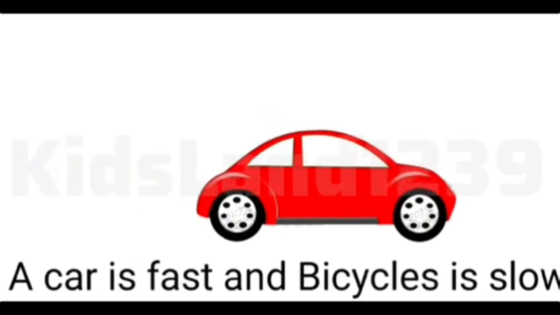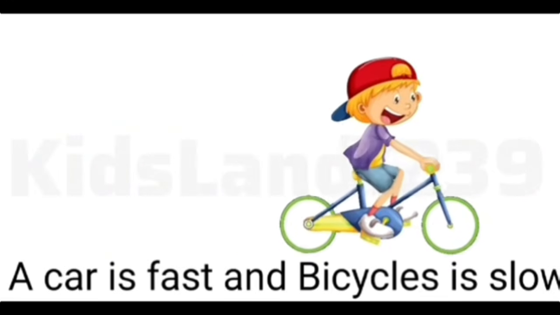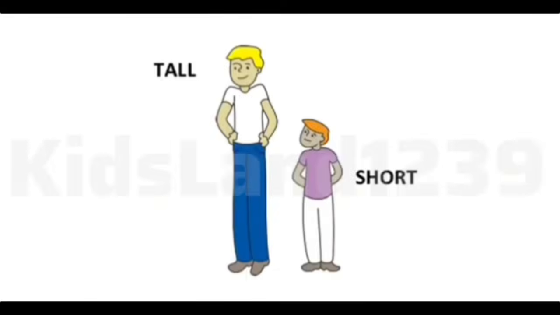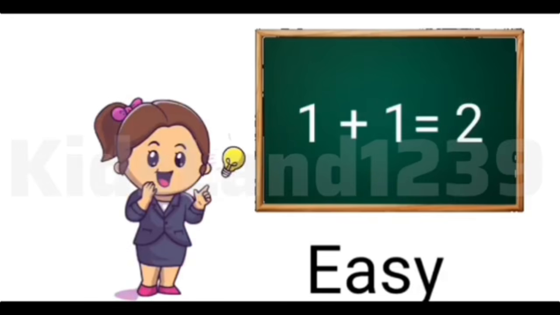A car is fast and a bicycle is slow. Night and day. Tall and short. Difficult, easy.